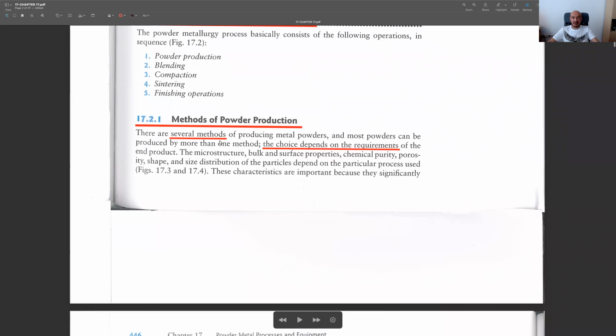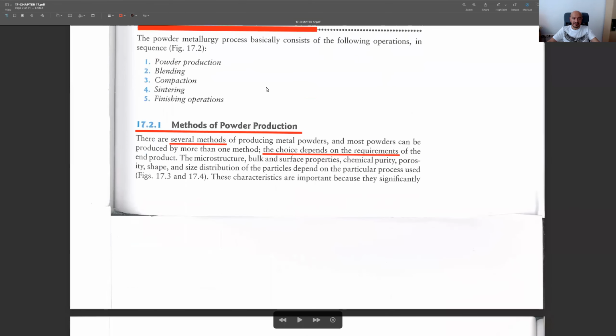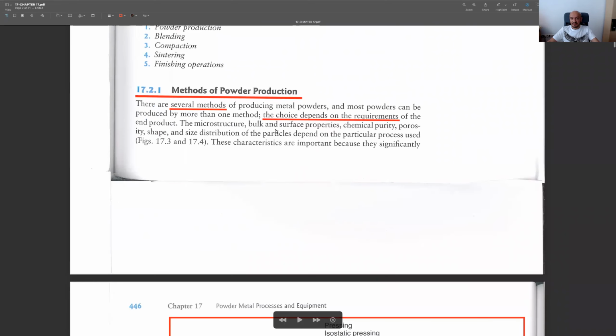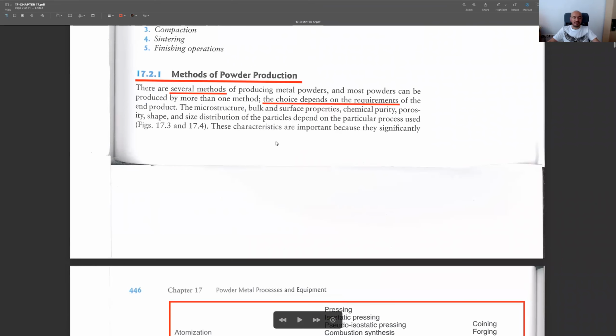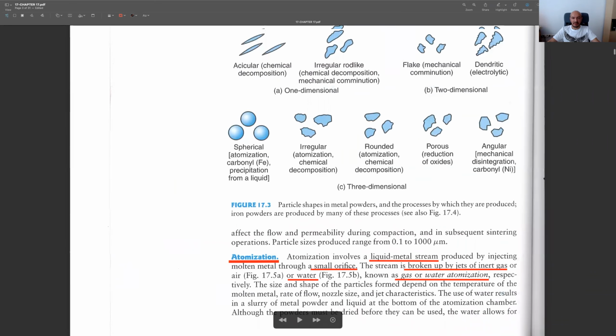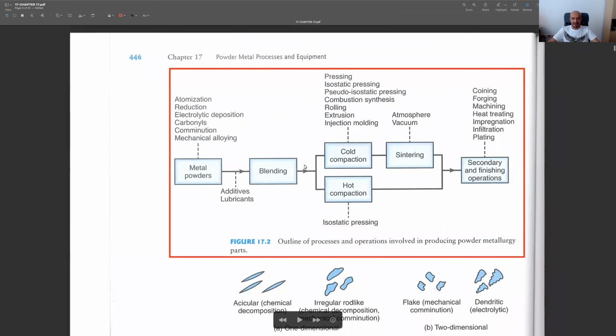Let's have a look at the first one, how we manufacture these powders. There are different ways, but the most common is atomization. I will talk about them in a moment, but I forgot to discuss the sketch here. This is showing the pipeline of powder metallurgy. We prepare the powders with different methods: atomization, reduction, comminution, mechanical alloying. Once you have the powders, you may add some additives like chemicals so that the powders will be fused together, joined together easily. And we do blending, we mix them so that we have a uniform mixture.